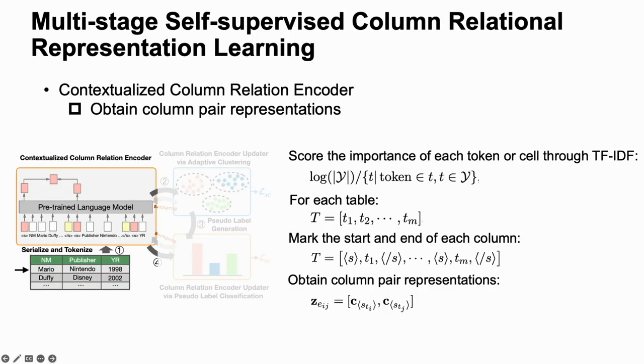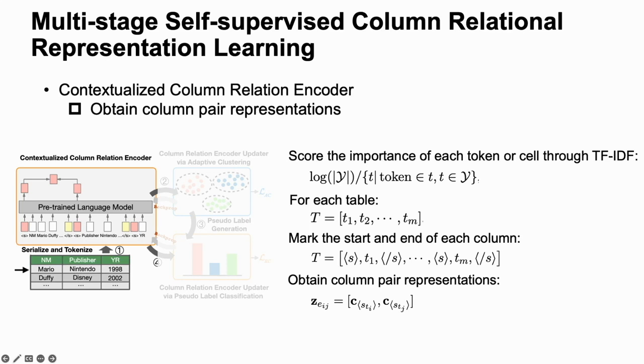Let's take a closer look at these subcomponents. In the contextualized column relation encoder, we use BERT to encode the column pairs. Columns in a real-world table may contain thousands of tokens, and randomly discarding tokens will lead to a loss of important semantics. Therefore, in this work, we score the importance of each token or cell in a column and keep cells based on their importance.